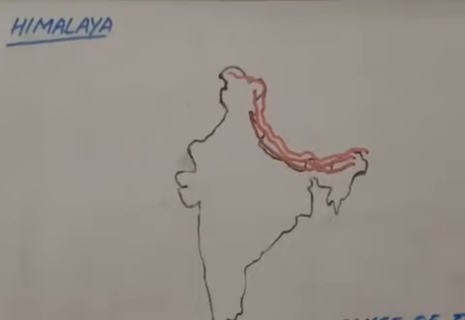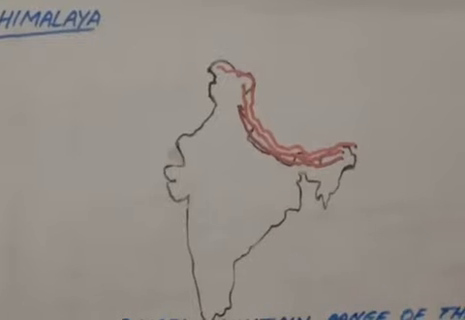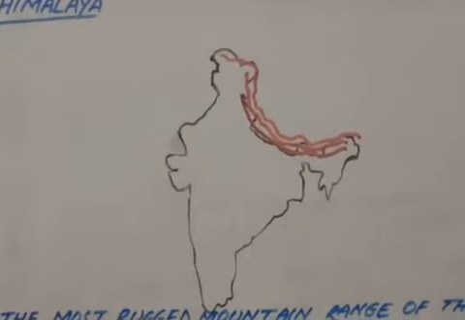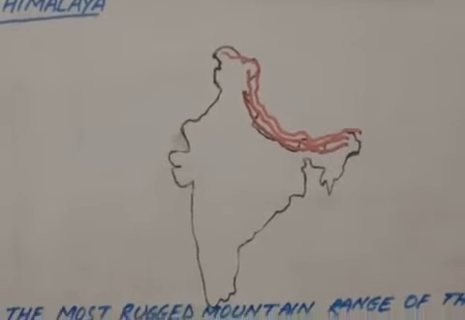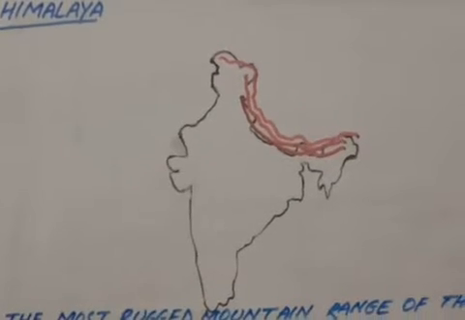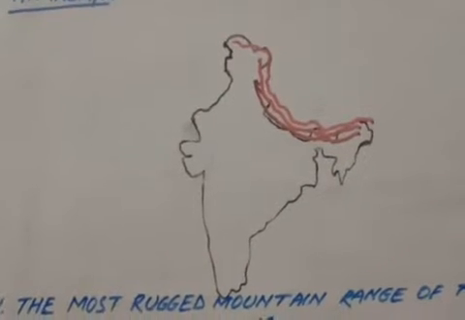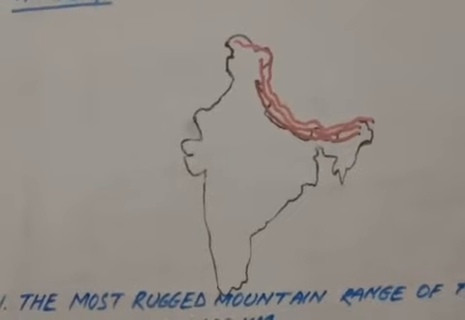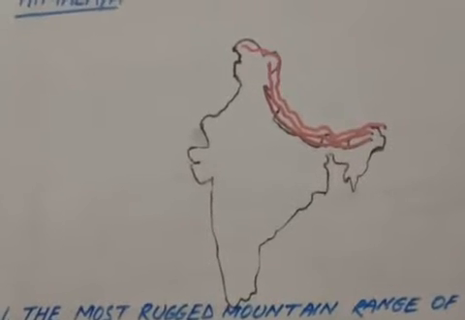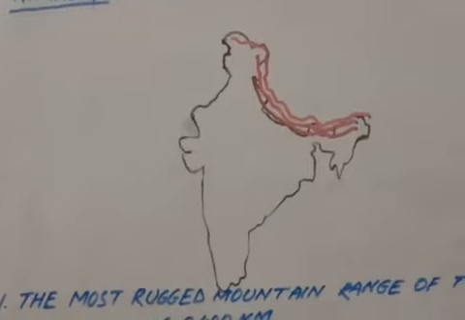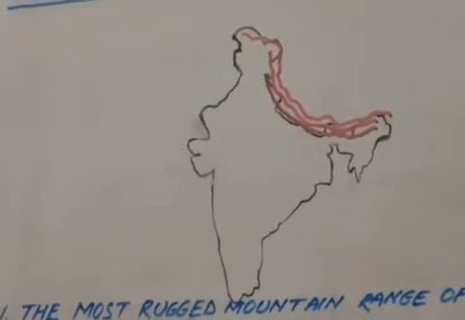Now we will discuss the Himalayas. Look at the map. The red lines. There are three parallel red lines. These all consist of Himalayas. Now we will try to understand the Himalayan range with the help of points.